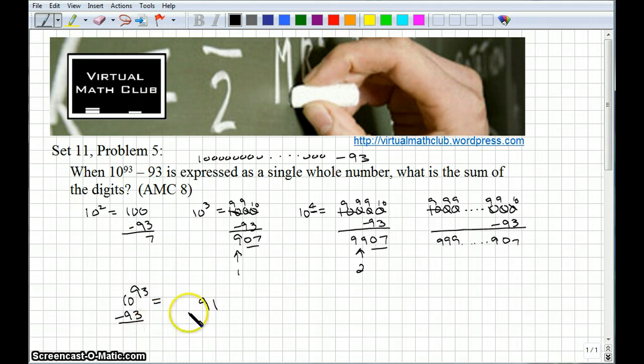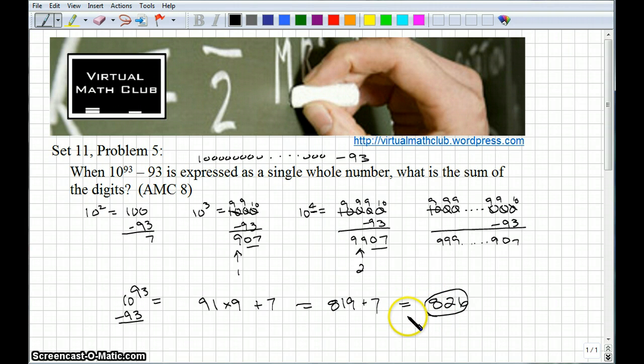And we want to add up these digits, right? So we'd have 91 nines, and when we add those up, we'd have 91 times 9. And then we're going to have a 0, and then we're going to have a 7. So we just add 7 to that. So 91 times 9: 90 times 9 is 810, plus one more 9. So that's 819, plus 7, and you're going to get 826 for the sum of the digits.